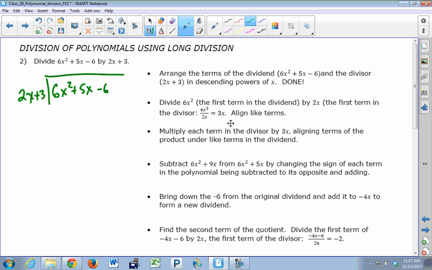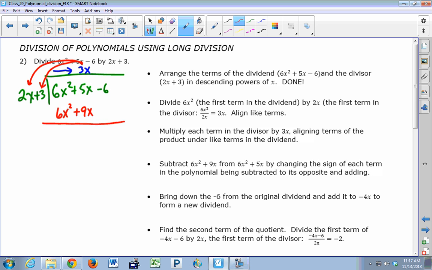And now the trick is that you have to move in and line up your like terms, which we called like place values. There's your 3x right above the 5x. Okay? Now you take 3x and you multiply it by both terms. You use your distributive property. You multiply it by both terms in your divisor. And when you do your first multiplication, 3x times 2x, you better get exactly the first term in your dividend or you've made a mistake. These two should always be identical. Then 3x times a positive 3 is a positive 9x.